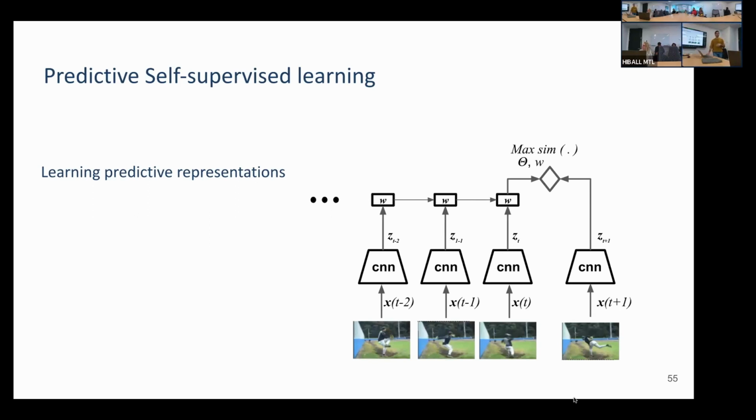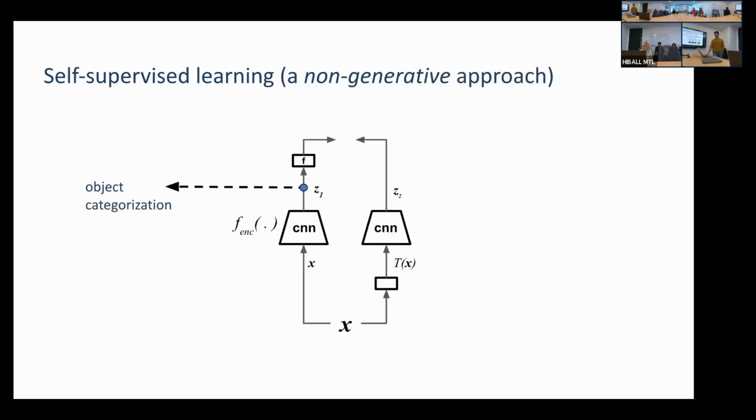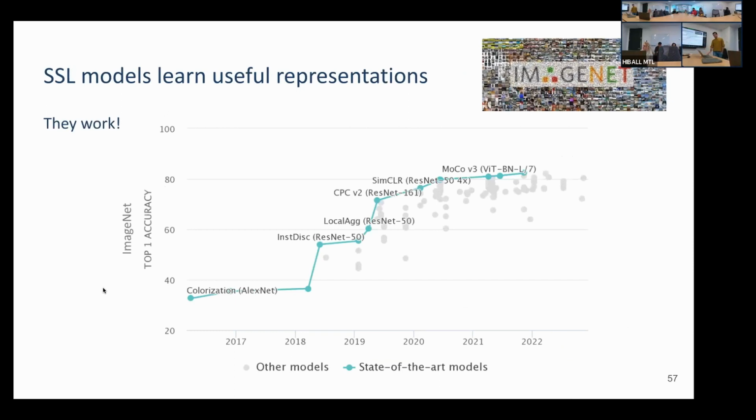Just for you to know, there are also different ways to do this. Once the network is trained, again, you can take the latent embedding and use it for a purpose like object categorization. And throughout the years, since 2016, 2017, people have come up with different versions of this approach, still tested on ImageNet. You can see that even these models that are not seeing the label of the data can reach about 80% accuracy on ImageNet, which is very impressive. So these models also do work.